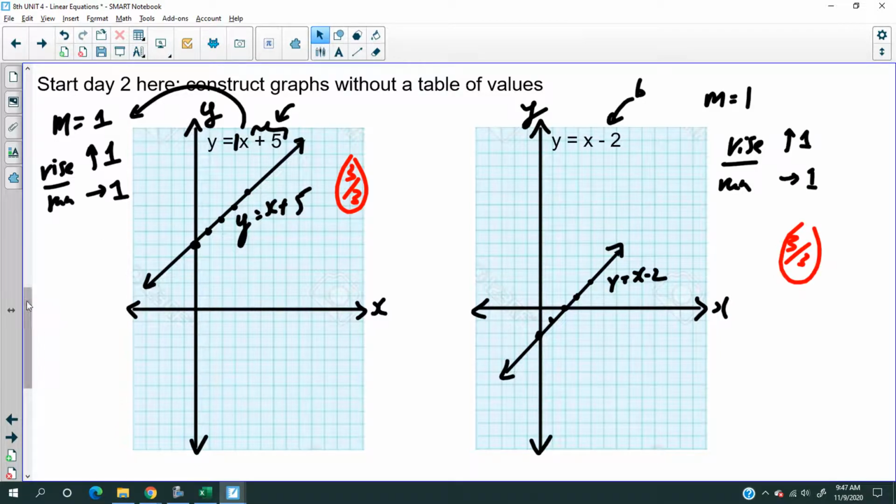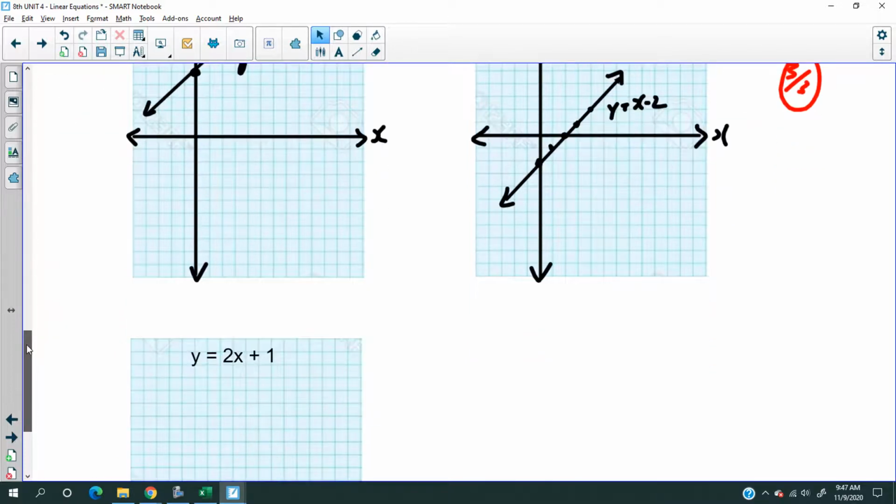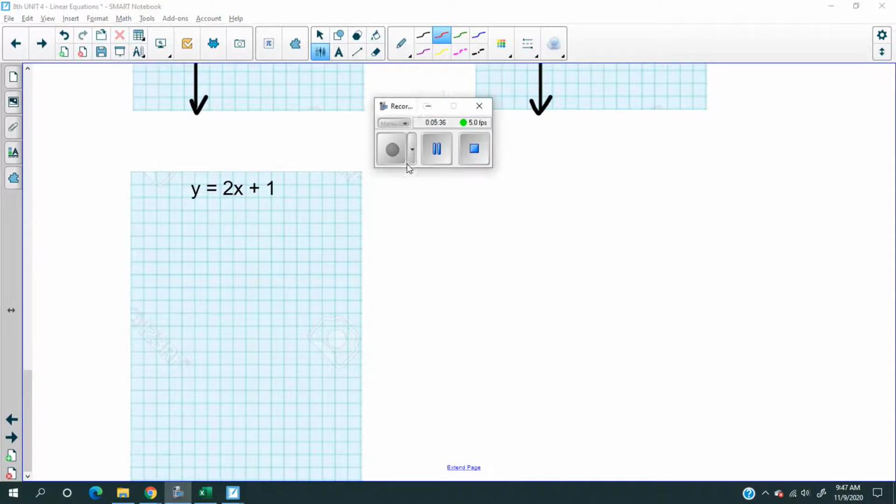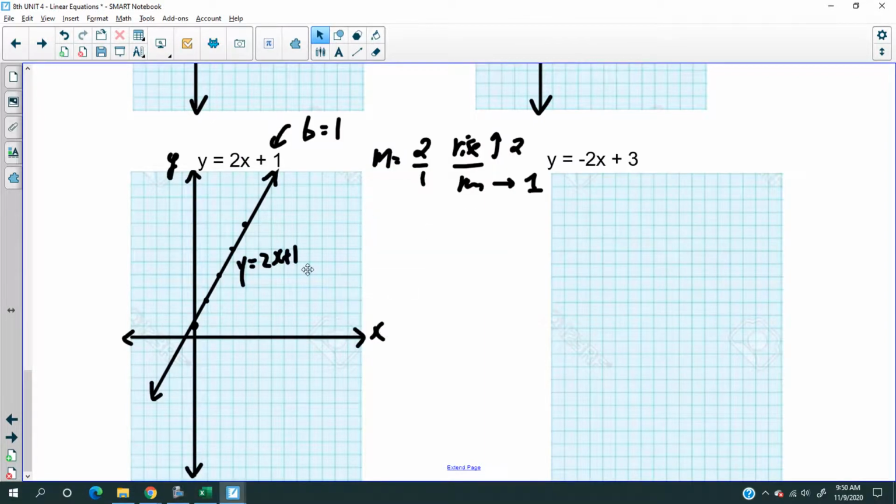Okay, now try this next one on your own. What about this? How would you do this? Okay, so press pause right now. Okay, all right, so here's what I got. I hope I didn't forget anything.